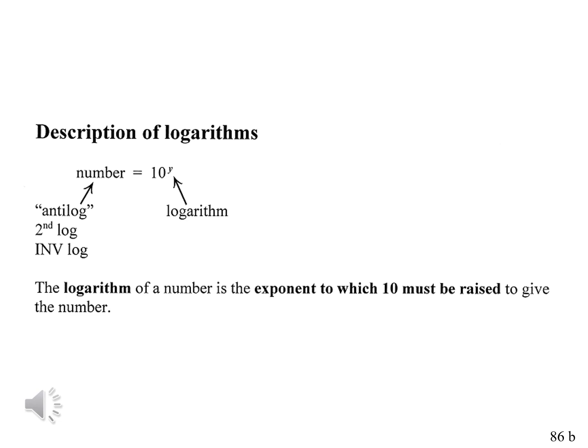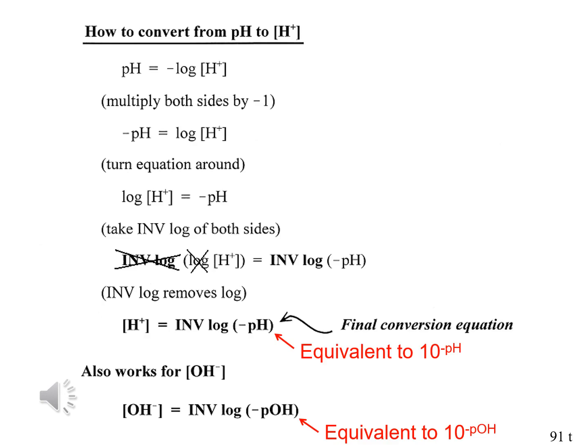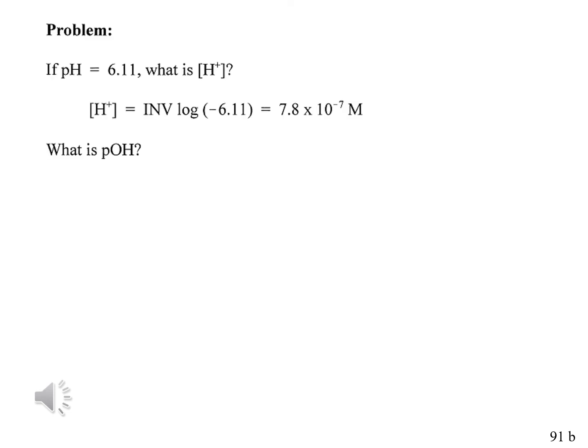And I showed you before that the inverse log is actually 10 raised to the power. So when you hit the inverse log on your calculator, you're going to get 10 raised to the power. So taking the inverse log is actually the same as getting 10 raised to the negative pH power. And it's the same for pOH. So that's another way to get it. In order to get the H plus from the pH, I took the inverse log of negative 6.11, and that gives me the concentration of H plus.